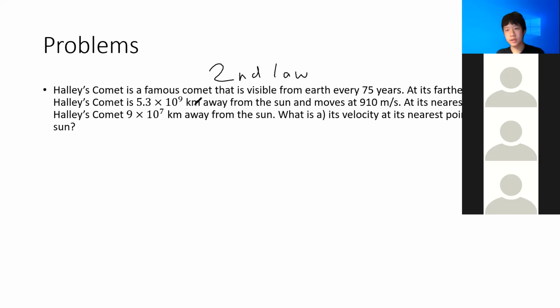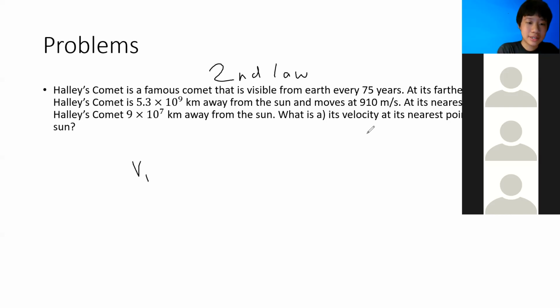All right, I'm going to go over this problem now. Halley's Comet, or I don't know how to pronounce it, is a famous comet that is visible from Earth every 75 years. At its farthest point, Halley's Comet is 5.3 times 10 to the 9th kilometers away from the Sun and moves at 910 meters a second. At its nearest point, Halley's Comet will be 9 times 10 to the 7th kilometers away. So what is its velocity at the nearest point?